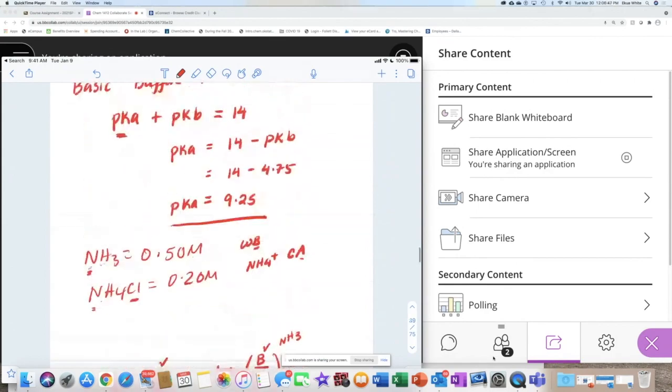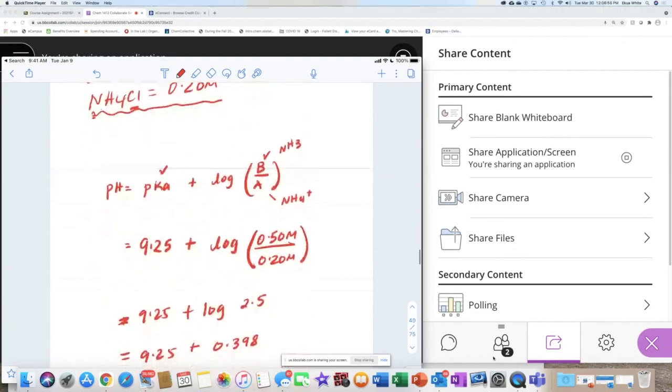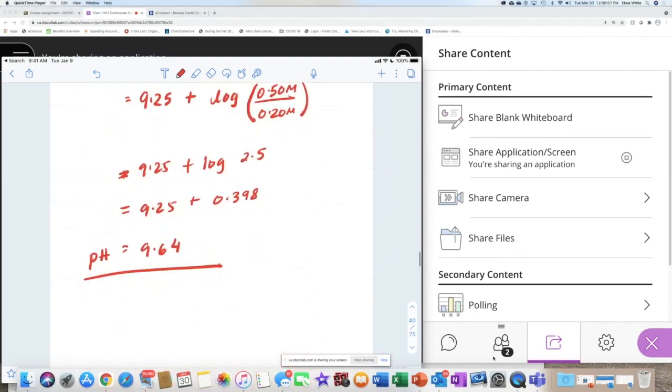So when you make a buffer with this amount of weak base and this amount of its conjugate acid, and you mix it up together and you read the pH of the solution, it will read like this. Is this consistent with a basic buffer? Yeah, this buffer is in the basic region.